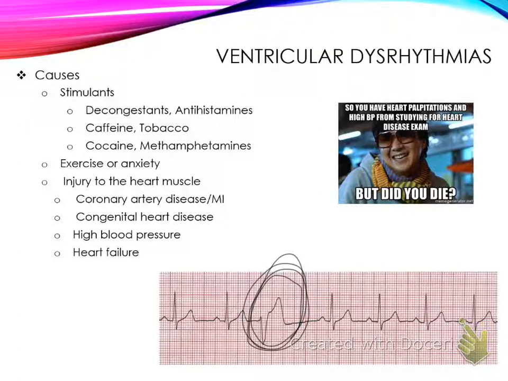This is a normal QRS. This is an abnormal QRS. Not normal. We can have any cause for it. Basically the ventricle is getting a little bit deprived of oxygen, and it throws a wacky beat out there. There could be injury to the heart muscle. There could be stimulants going on. It could be exercise, anxiety. There's a lot of reasons for the dysrhythmias.